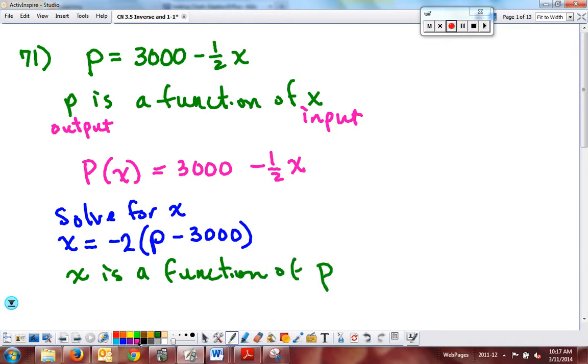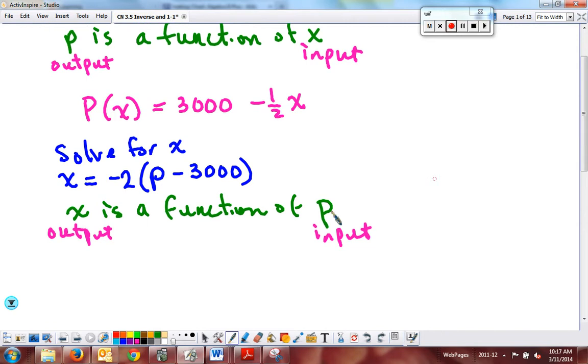Because now we're considering in this solving process that this is the input and this is the output. Could I rename this if I so wish? What could I rename this as? X of p equals negative 2p minus 3,000. All right, everybody okay so far?